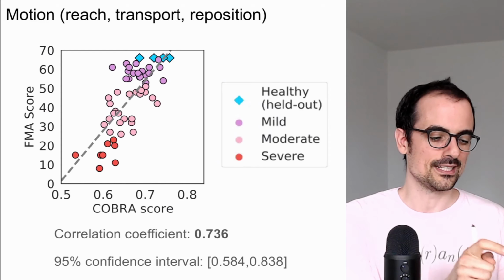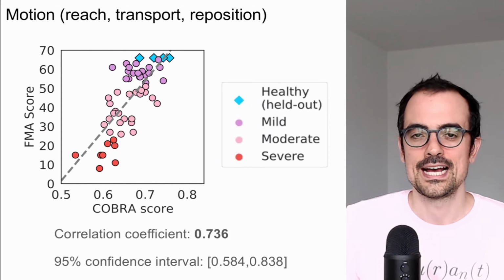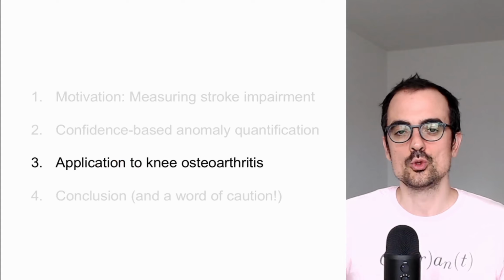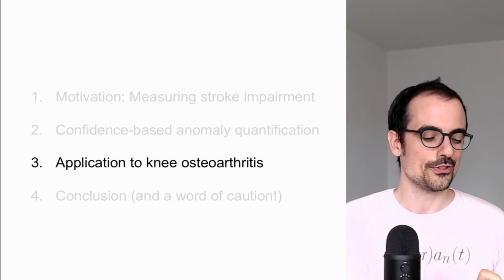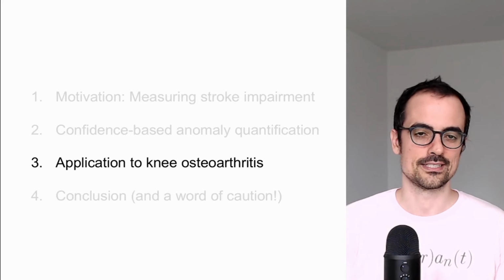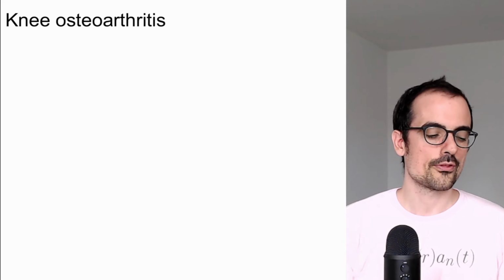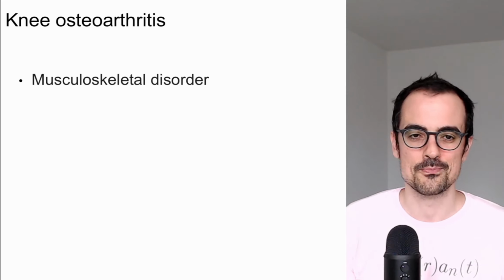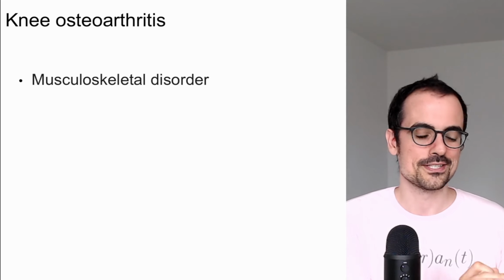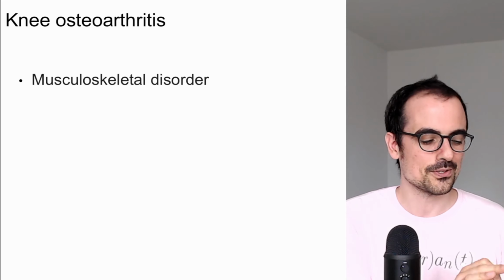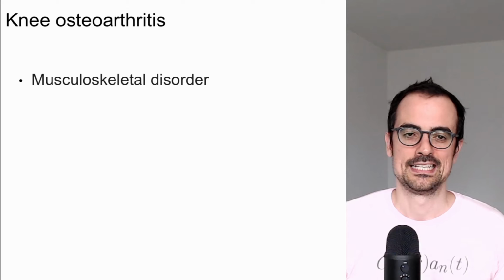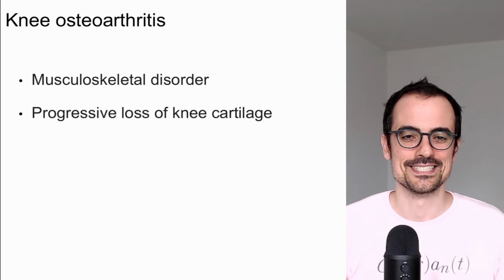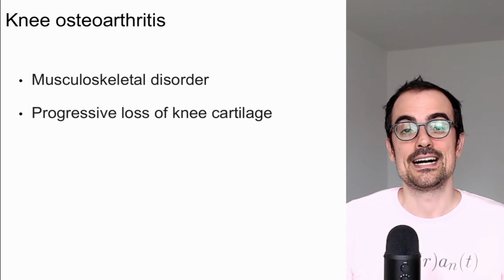All right, so that's it for the stroke application. Now I'm going to move on to talk about a completely different medical condition, which is knee osteoarthritis. So knee osteoarthritis is a, here I'm going to completely mispronounce this, but bear with me, musculoskeletal disorder. Hopefully that was more or less okay, at least you're seeing it there written down.